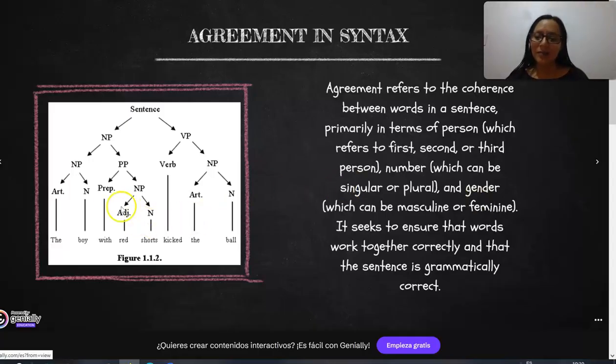We'll have an example right here. The boy with the red shirt kicked the ball. And here you can see clearly how agreement in syntax works.